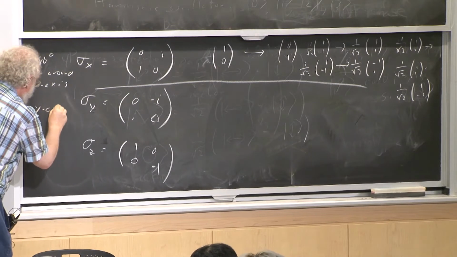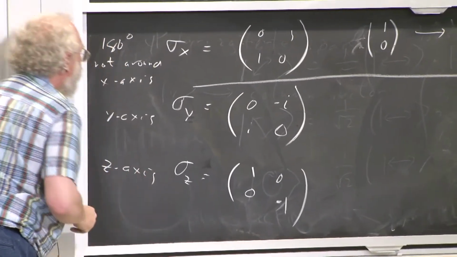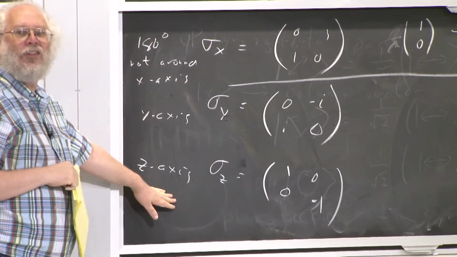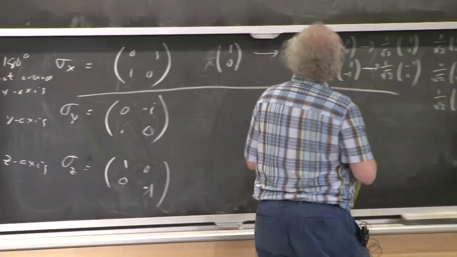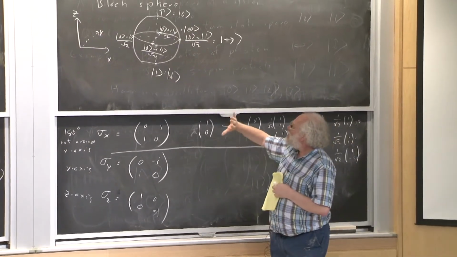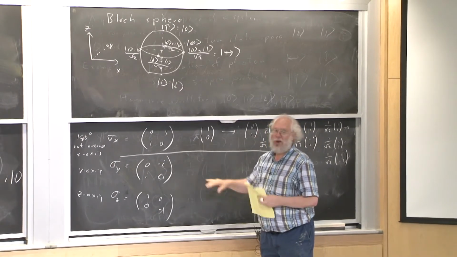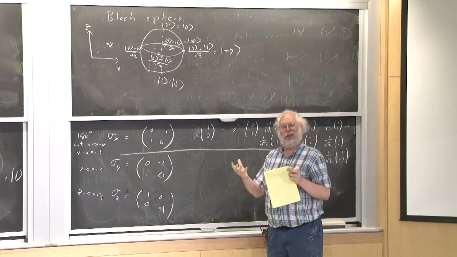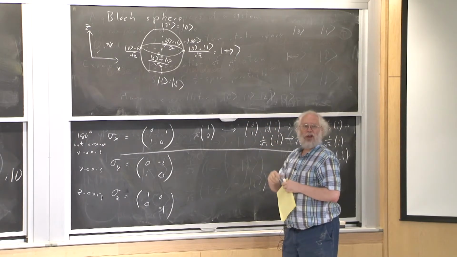And I'm not going to go into the calculations, but this and this are 180-degree rotations around the y-axis and the z-axis. So you see that this transformation just rotates the Bloch sphere. And in fact, all the quantum transformations you can do essentially rotate the Bloch sphere.